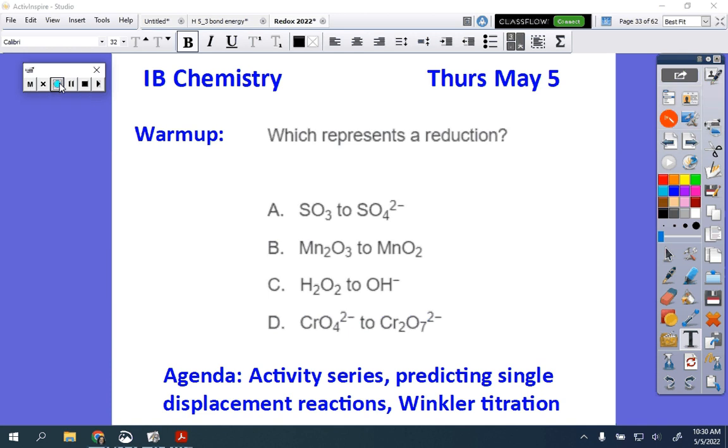So, first of all, what is reduction? How are we going to tell if something is a reduction? It gains electrons, so where is the oxidation number going to go, up or down? Is it going to get more positive or more negative? More negative, okay?